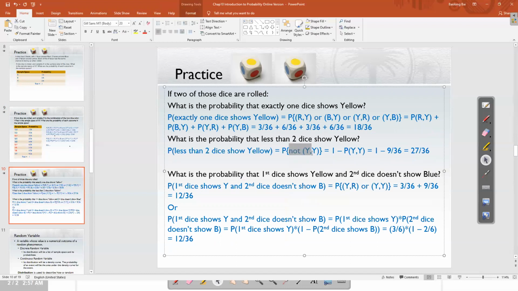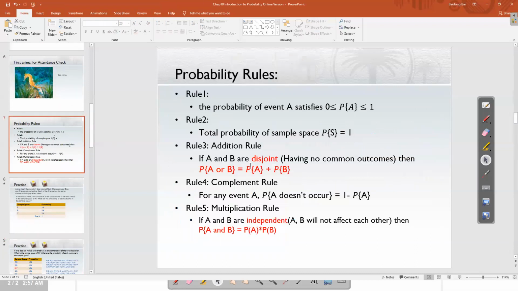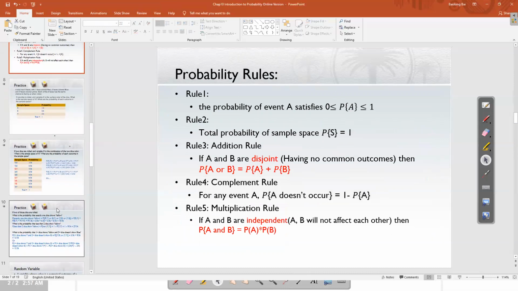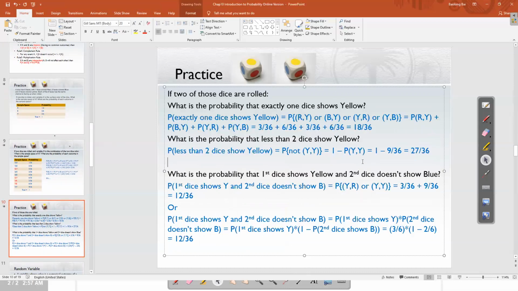So then the probability of not A equals 1 minus the probability of A. That's the complement rule we learned here, right? So then that'll be 1 minus the probability of yellow, yellow. That's 27 out of 36. Okay. And next question, what's the probability the first die shows yellow and the second die doesn't show blue?